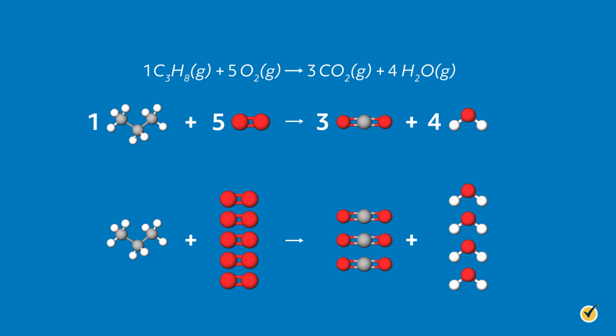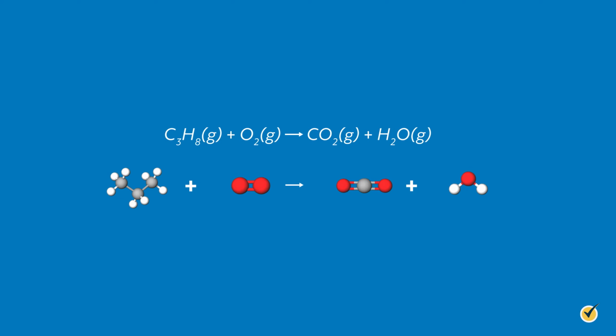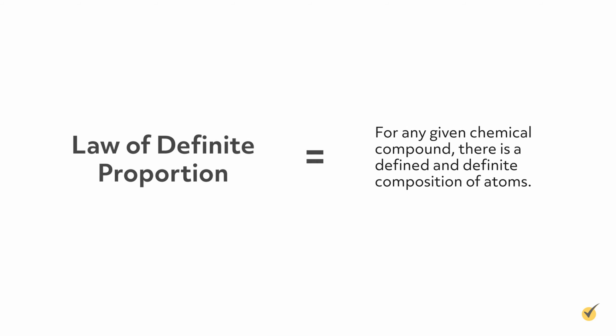Importantly, notice that to balance the reaction and obey the law of conservation of mass, we did not adjust the composition of the molecules. For example, we didn't go in and say, well, instead of carbon dioxide being CO2, we'll make it C3O2. And voila, carbon is balanced. This would not only be a completely different reaction, but it would also be a violation of another chemical principle, the law of definite proportion.